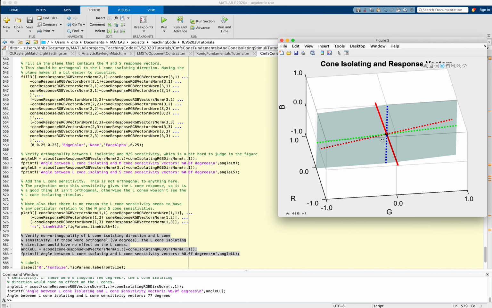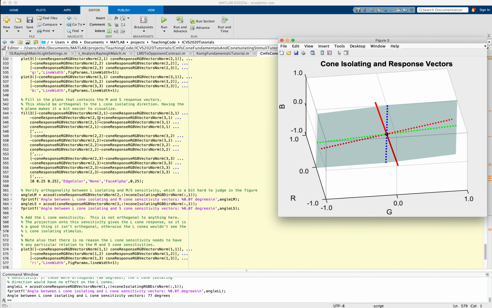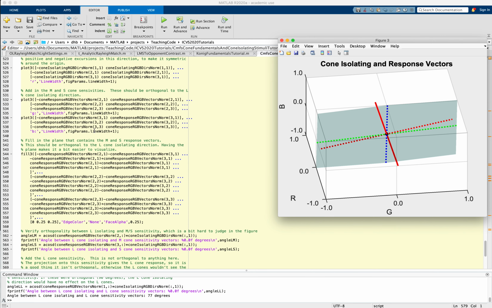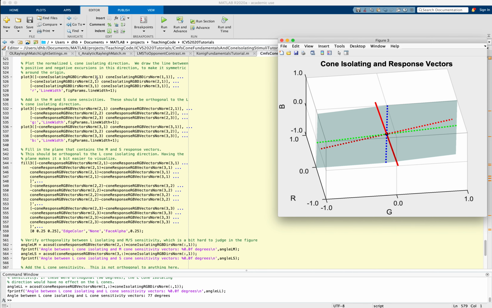I won't make a plot of it here, simply by changing which set of stuff we're plotting using the same basic idea, which will involve changing some of these indexes, where 1 in the columns is the L cone for stimuli, and 2 in the rows is the M cone for response vectors, 3 in the rows is the S cone for response vectors, etc. This code here is a little obscure to make this filled in plane, but if you look through it, you should be able to figure it out.